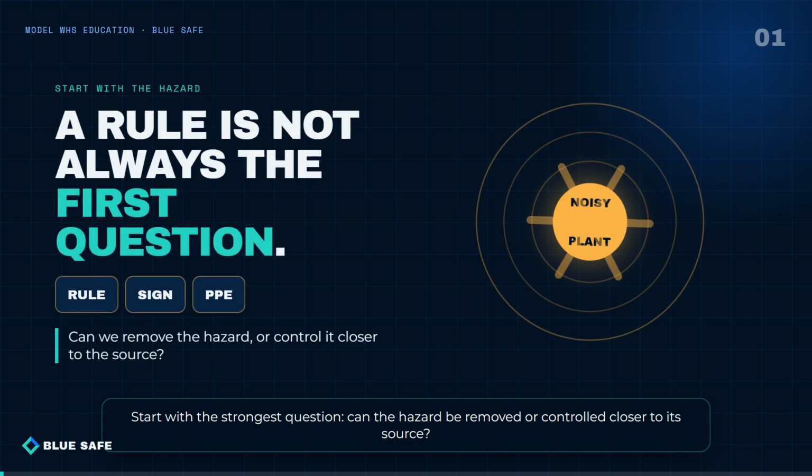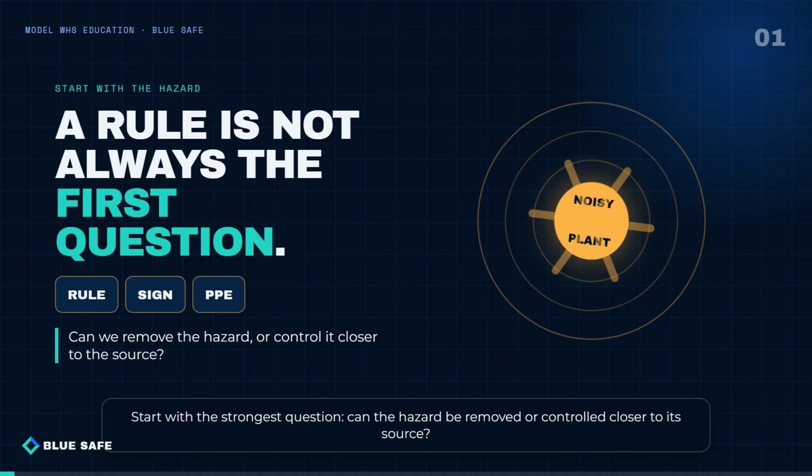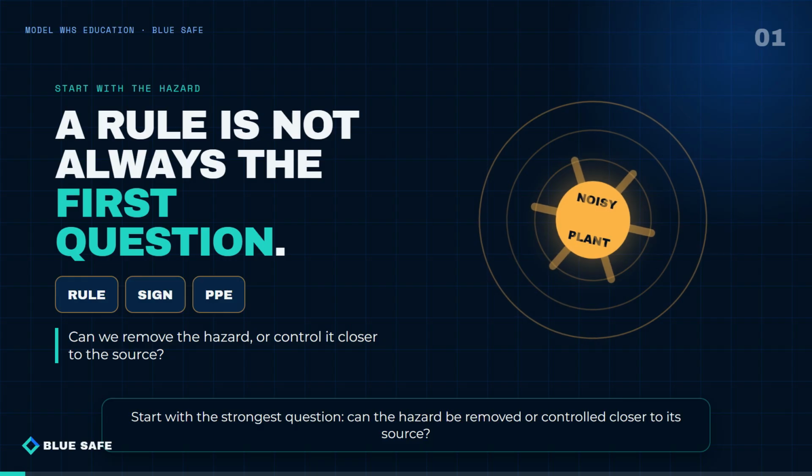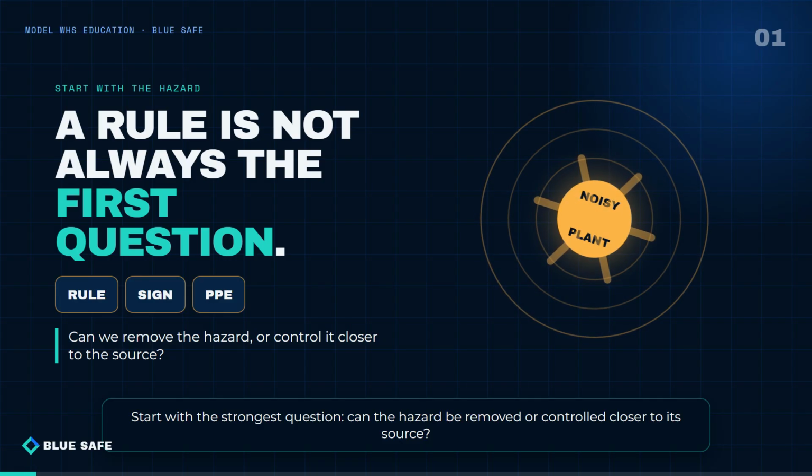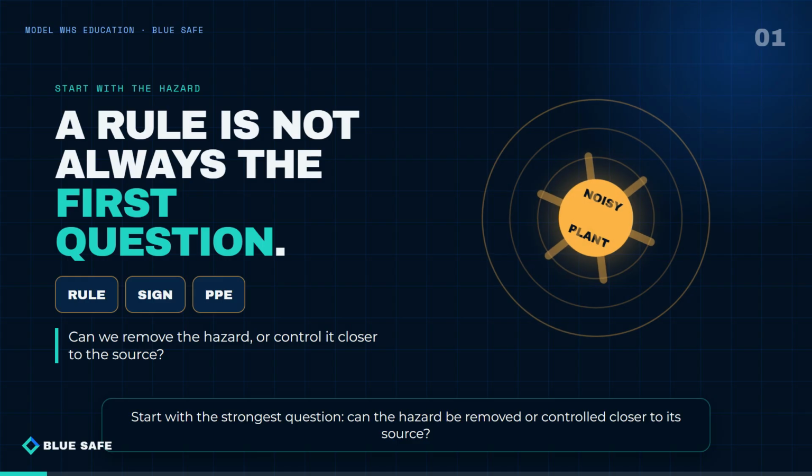Imagine a worker beside noisy moving plant. A common first reaction is to write a rule, put up a sign, and issue hearing protection. Those steps may be useful, but the hierarchy of controls asks a stronger question first. Can we remove the hazard or control it closer to the source?